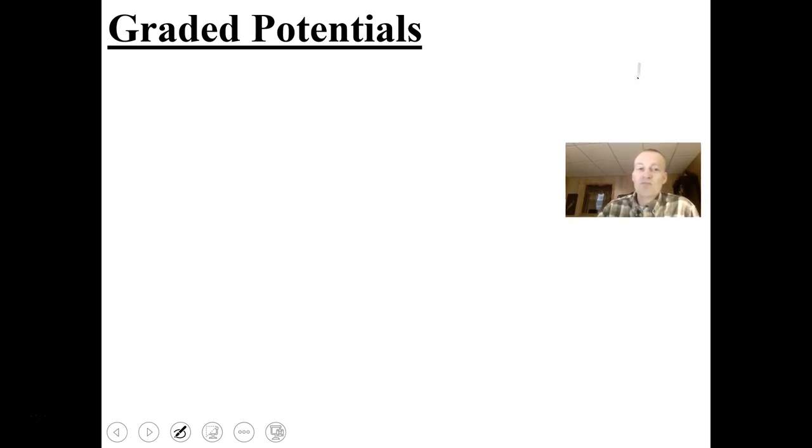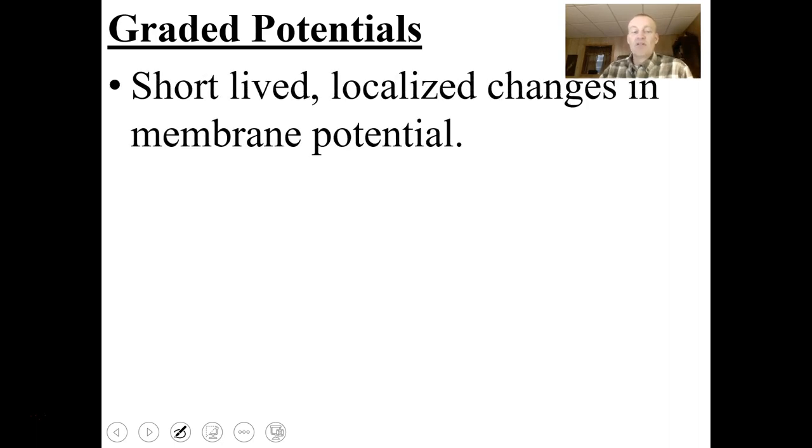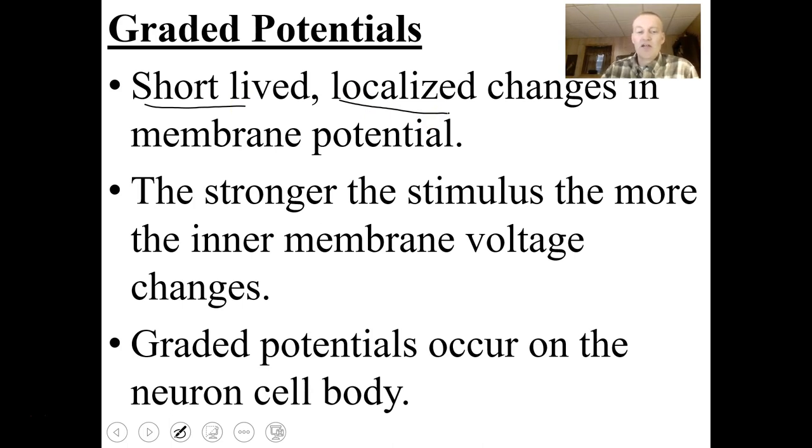Well, there are some different kinds of potentials. We have graded potentials and we have action potentials. A graded potential is a short-lived localized change in the membrane potential. The stronger the stimulus, the more the membrane voltage changes. So you can have stronger stimuli that allow for stronger graded potentials, or weaker stimuli that allow for weak graded potentials. These things are short-lived, they're typically localized, and they occur on the neuron cell body, if we're talking about nerve physiology.